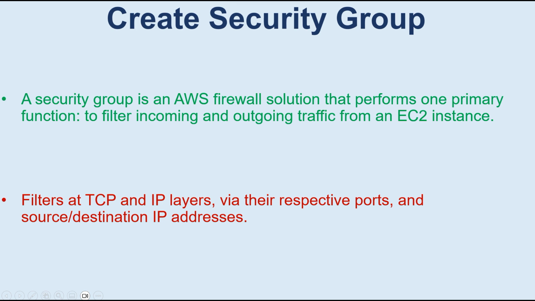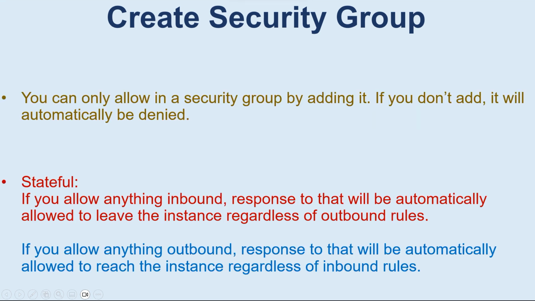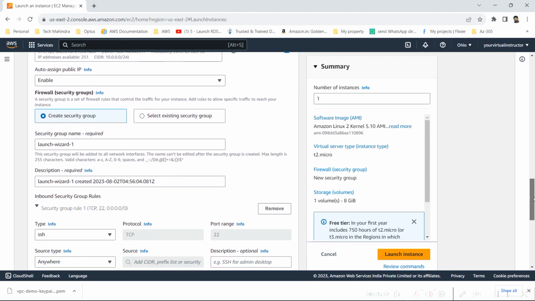Here are some points about security group. Next comes the security group. Here I will be creating a new security group. A security group is a firewall in which you can filter the traffic at the TCP/IP layer on the respective ports to the EC2 instances. In the security group, you can only allow traffic. The rest of the traffic which you have not mentioned will be automatically denied.